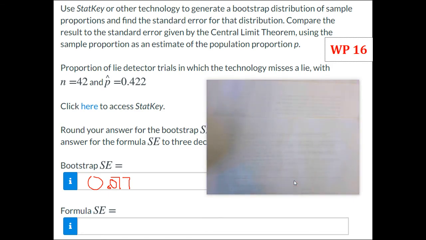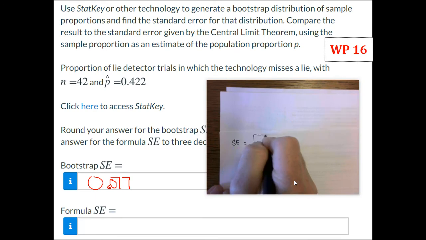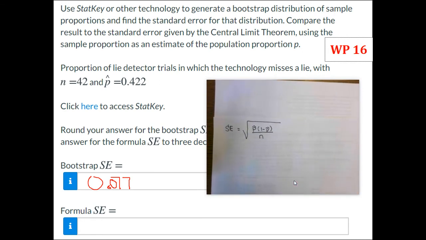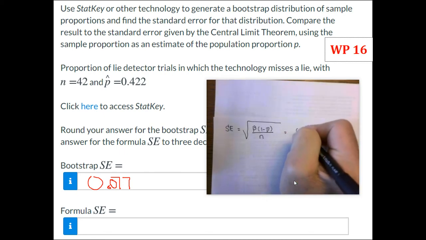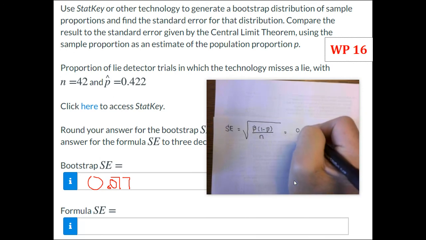So I'm going to utilize the standard error formula to be the square root of p, but remember, we're using p hat because we don't know p, times 1 minus p hat, all divided by n. In my particular values, I have to go find my numbers here and see where I am. I have 0.422. That was my p hat value.